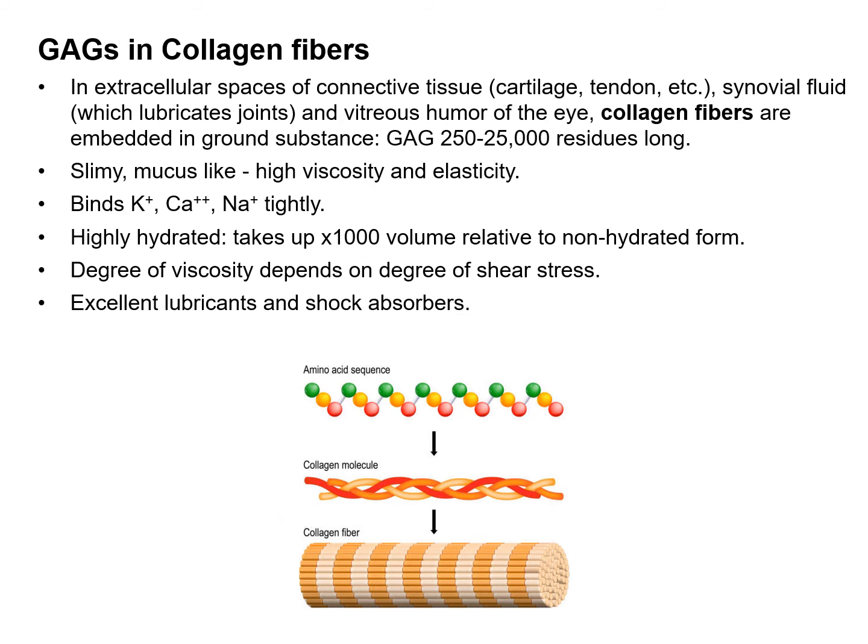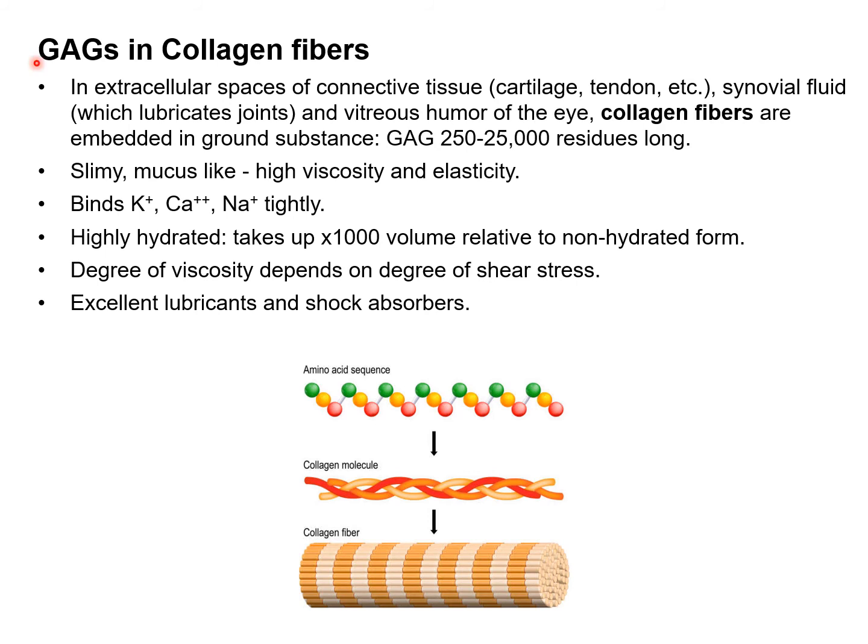Glycosaminoglycans can be found in many different organs, especially in collagen fibers, in extracellular spaces of connective tissues such as cartilage, tendons, and so on, as well as synovial fluid which lubricates the joints and vitreous humor of the eye. The collagen fibers are embedded in a ground substance of glycosaminoglycan, which is typically 250 to 25,000 residues long. And they are slimy and mucus-like, so it gives the property of high viscosity and elasticity to the collagen fibers.